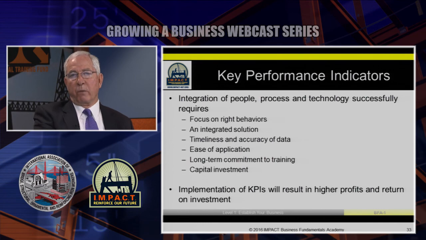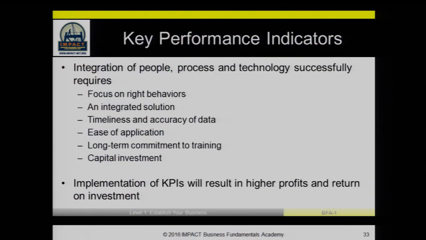So, just to wrap up here, the integration of people, process, and technology are all aided by these key performance indicators. Most of this stuff can be computed right from most people's accounting system. It focuses people on the right behaviors. It's a more integrated solution in terms of taking a holistic look at operations. It provides timely and accurate data. It's easy to apply in most cases because most of it comes right out of the financial or accounting system.